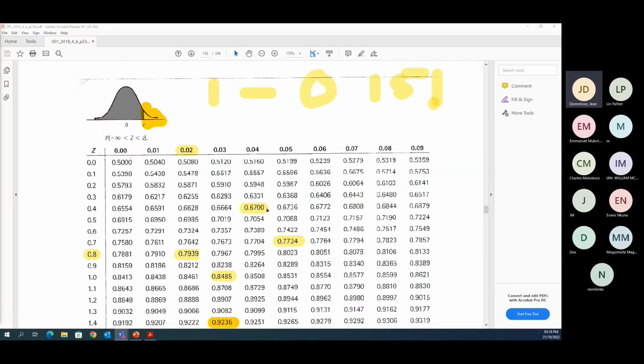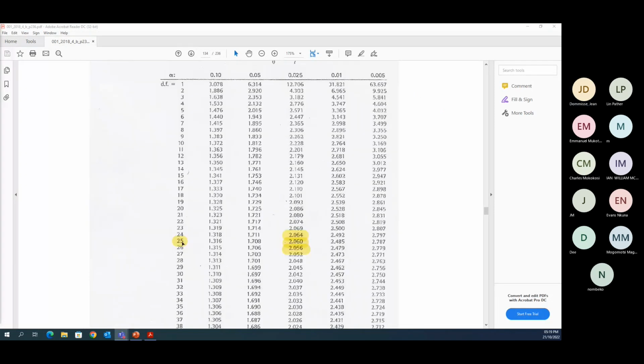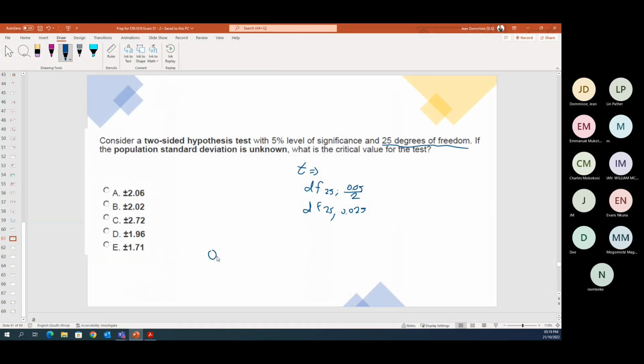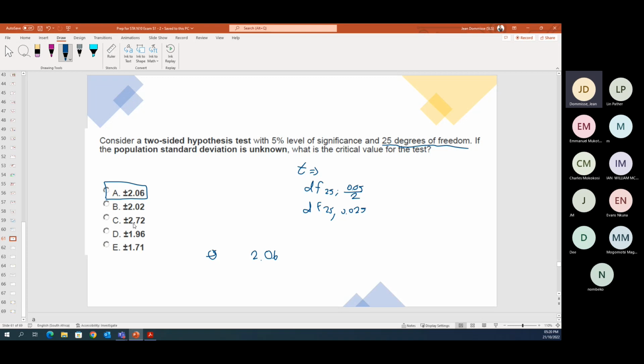So let's go to the T, 25, 0,025, and we sit with 2,06. Okay, so option A. Let's just check. If we went with 24, it would have been 2,064. I don't think there was an answer 2,064.